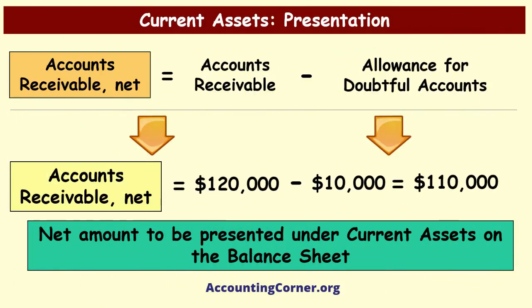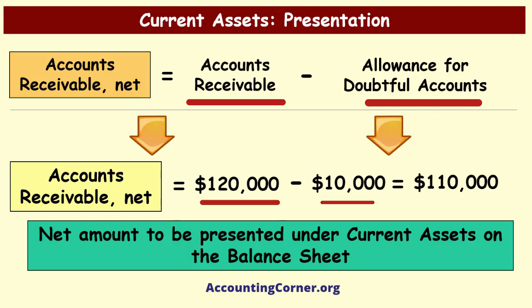The net value of accounts receivable is calculated by subtracting the allowance for doubtful accounts from the gross amount of accounts receivable. Net accounts receivable value is calculated as follows: $120,000 minus $10,000 equals $110,000. This is the net amount of accounts receivable to be presented under current assets on the balance sheet.